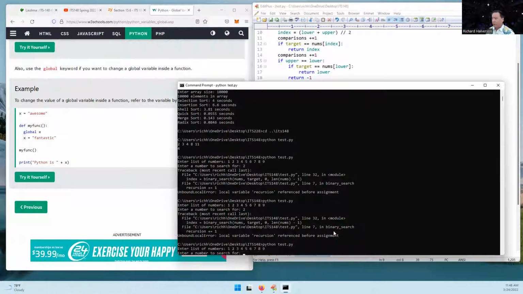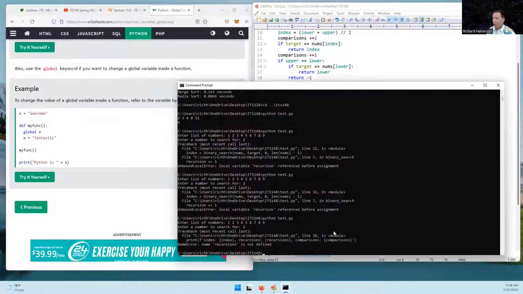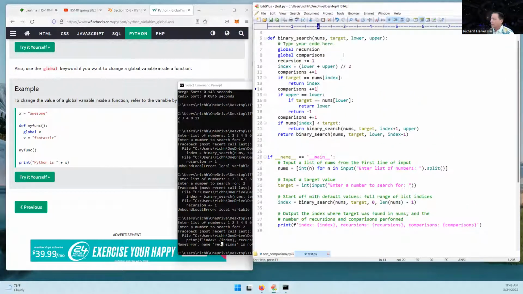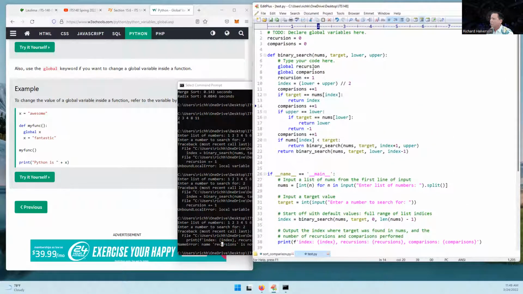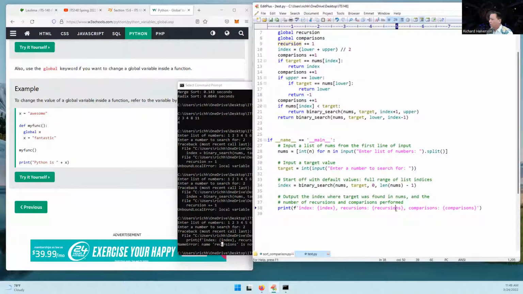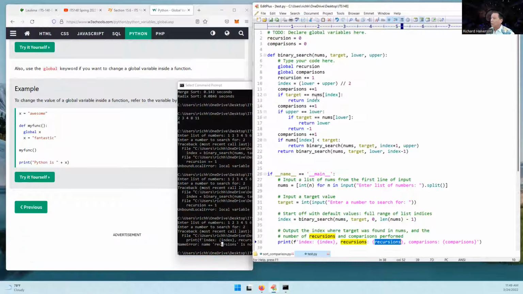List of numbers. Let's search for 2. And I still got an error. Did I say recursions again? Recursion. Print. Oh, it's called recursions. That's the problem. That's why.